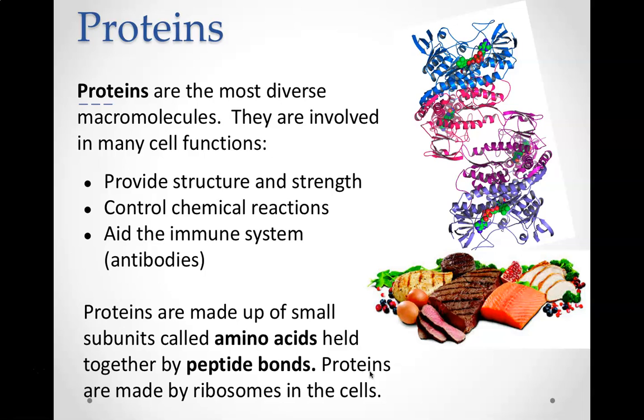our body cells. But basically, proteins are made up of small subunits called amino acids that are held together by peptide bonds. And proteins are made by the ribosomes in our cells. So they go through this process called protein synthesis. They're coded for in our DNA, and our ribosomes create all of these different proteins that can do all these great functions for our bodies.